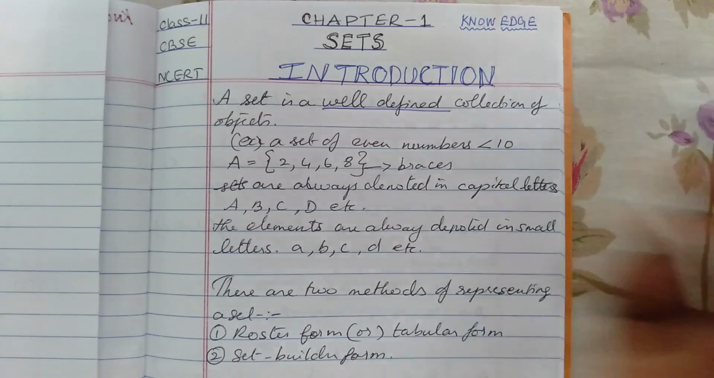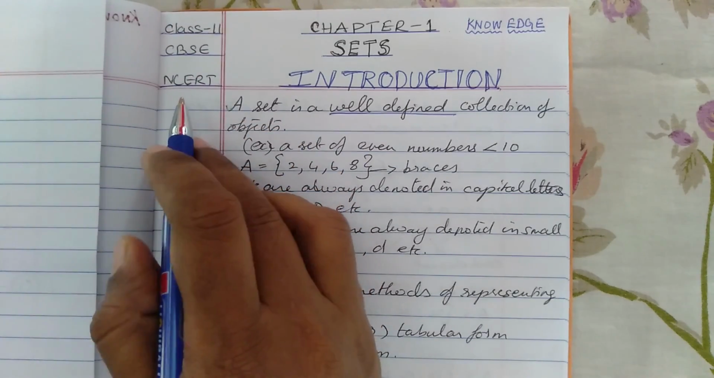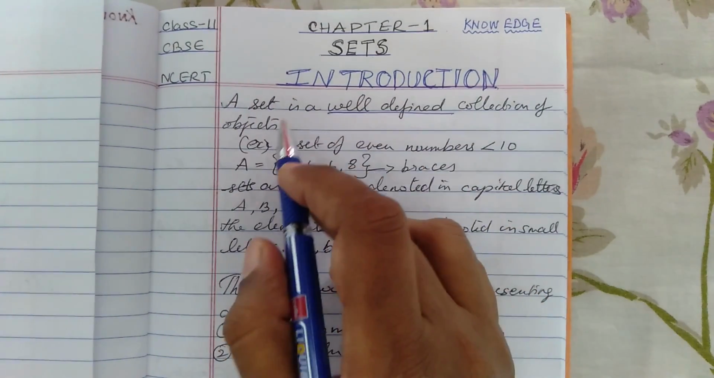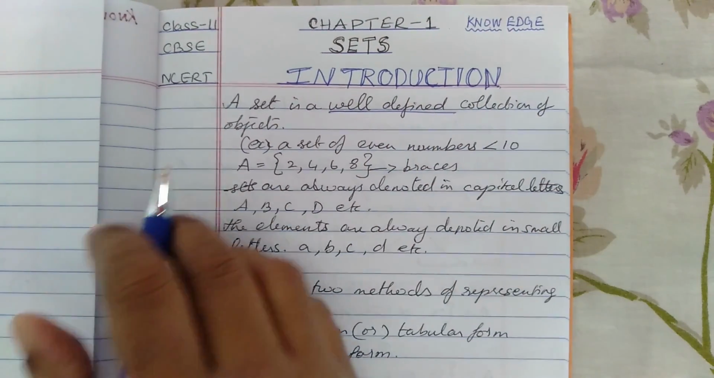Today we shall start chapter number 1 from class 11 CBSE NCERT syllabus. The chapter name is Sets. We shall see the introduction as well as exercise number 1.1 in this video. Now what is a set?